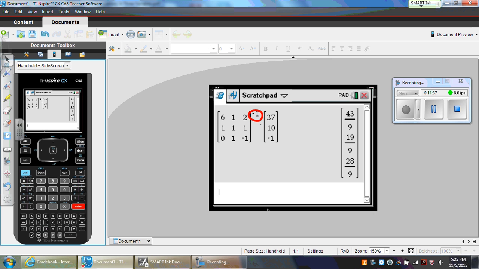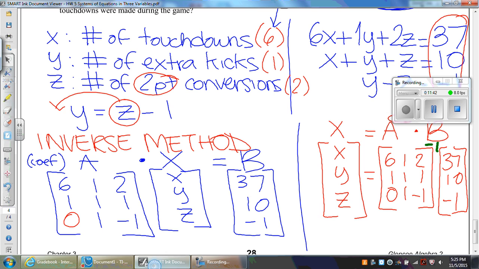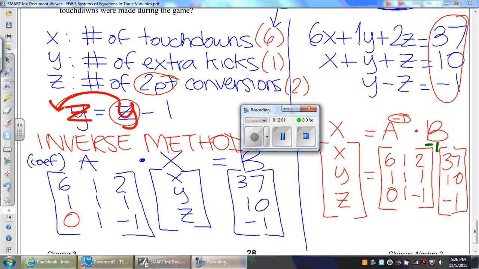Okay, and I see that I did something wrong. I guess I formulated my equations wrong, so sorry about that. What I was supposed to do was to have z is equal to y minus 1. So it's not a huge problem. We could change that. So in this case, our third equation should be the following: positive z minus y. So I'm going to go back here. This will be negative, and this will be positive.